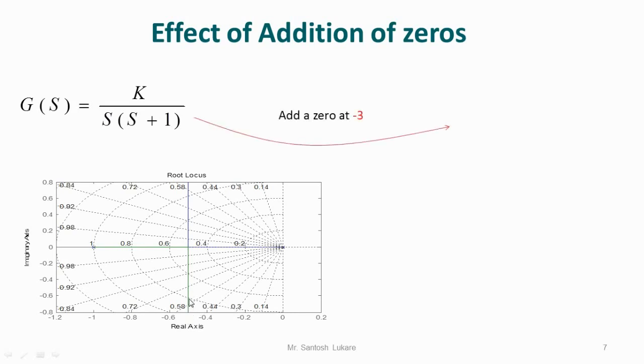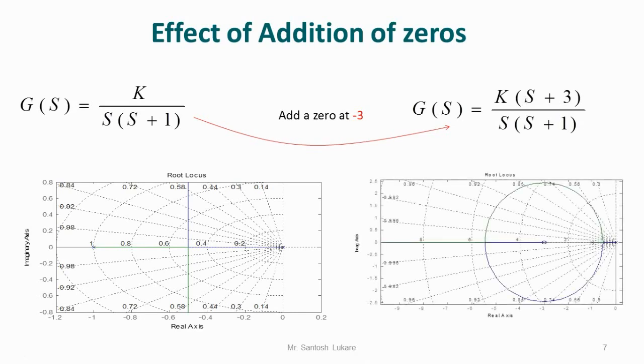Now, if we add a zero to this open loop transfer function at minus 3, then the system becomes G(s) = K / (s(s+1)(s+3)). Here it is observed that the system's order remains the same, but there is addition of a zero at minus 3, and it is indicated with K(s+3) / (s(s+1)). So this is a second order system.